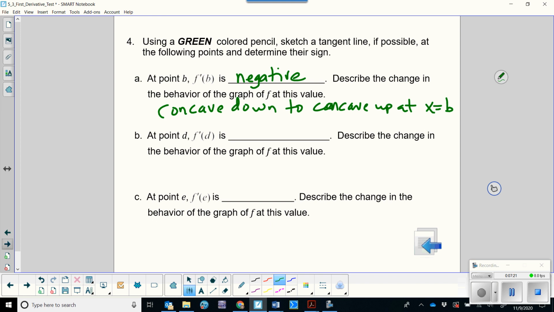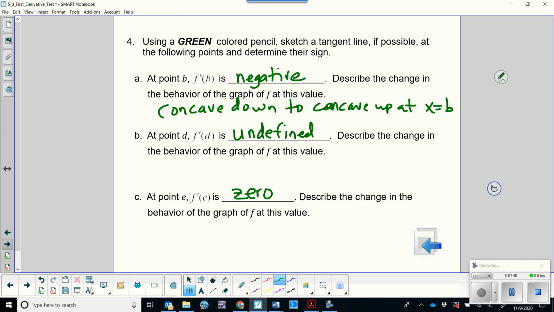At f prime of d, that's where it was undefined, right? We couldn't find a tangent line there. And then it says describe the change in the behavior of the graph at this value. And then we're also going to answer this last one. So let me fill in what it was: 0. This was the one that was 0.